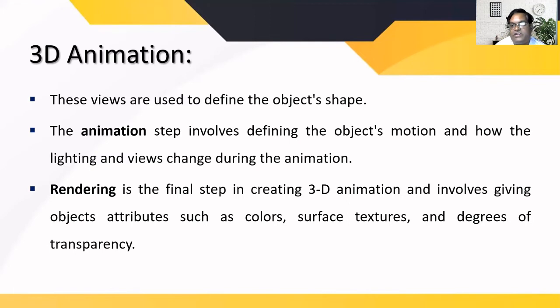After animation, the third step is rendering. It is the final step of creating 3D animation, which involves giving objects attributes such as color, surface texture, and degrees of transparency in 3D animation. So these three steps must be followed to create 3D animations.